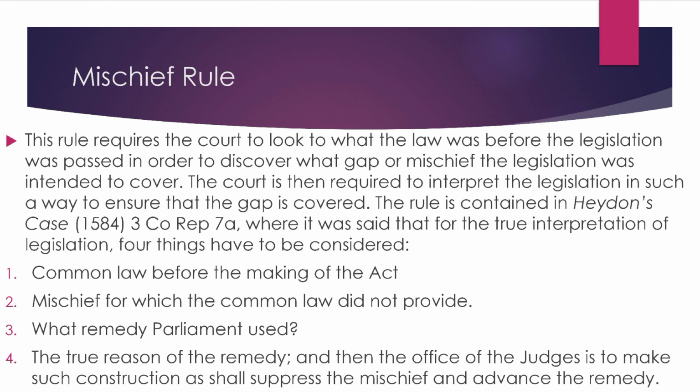The rule is contained in Heydon's case, 1584, 3 Co Rep 7a, where it was said that for the true interpretation of legislation, four things have to be considered. 1. Common law before the making of the Act. 2. Mischief for which the common law did not provide. 3. What remedy Parliament used. 4. The true reason of the remedy. And then the office of the judges is to make such construction as shall suppress the mischief and advance the remedy.